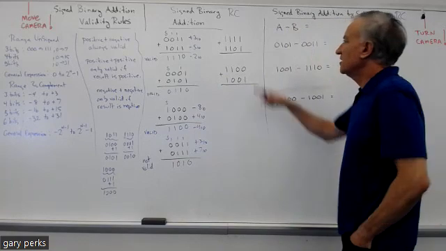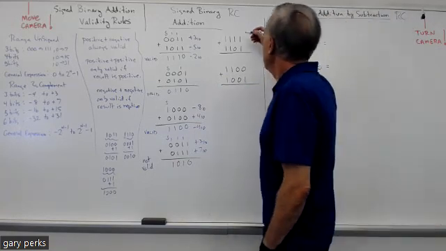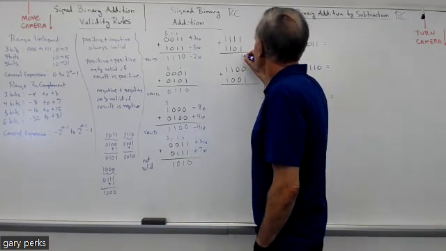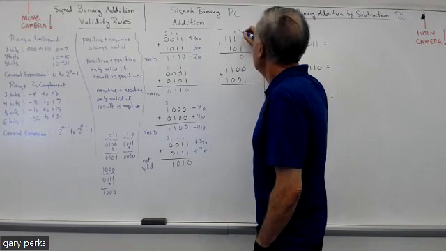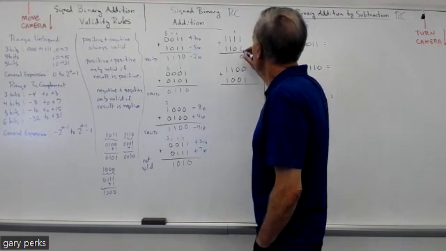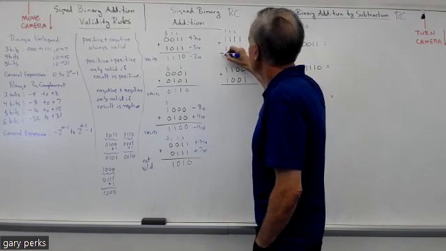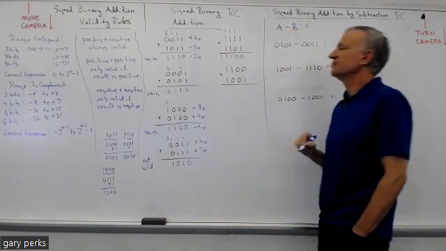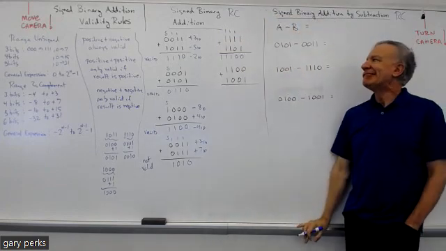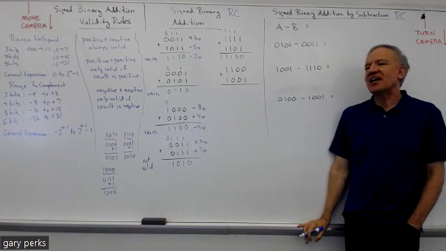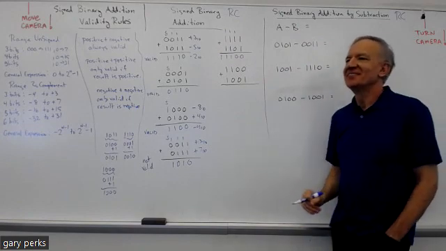Okay. All right, let's do this one up here. So 1 plus 1, 0, carry the 1. 1 plus 1 plus 0, 0, carry the 1, and 3 ones, 1, carry the 1, and 3 ones. So first of all, is this valid? No.